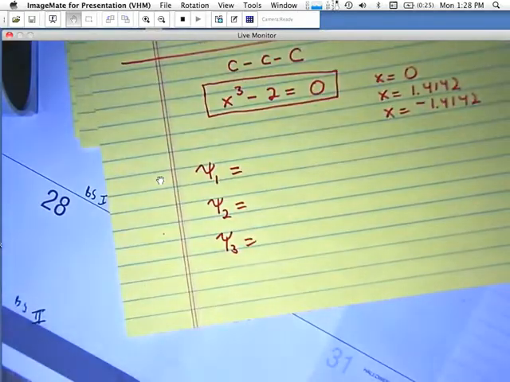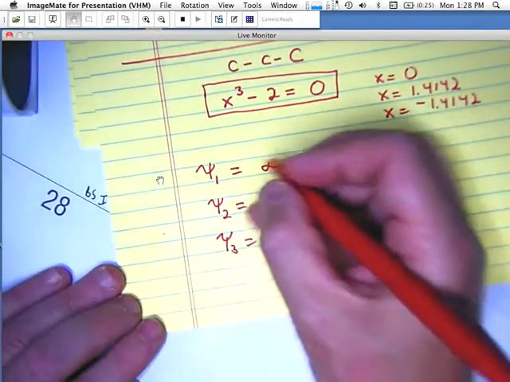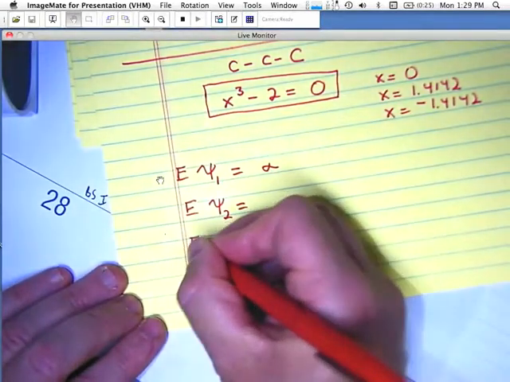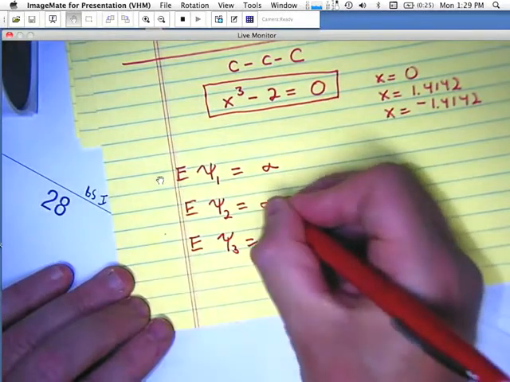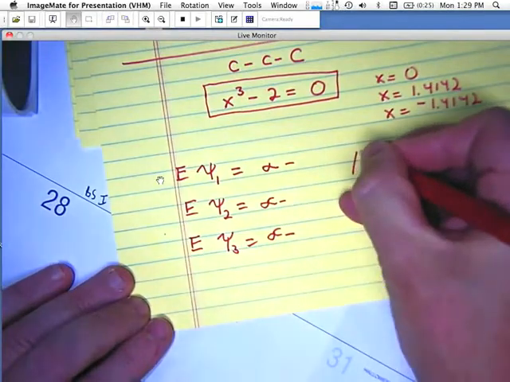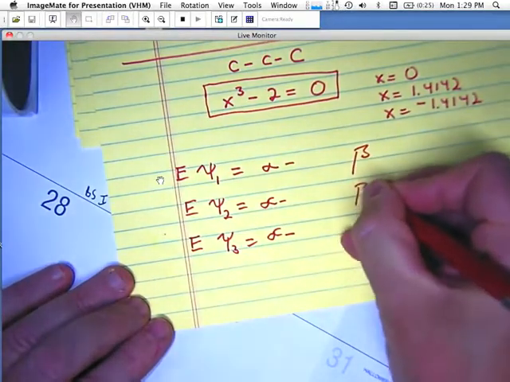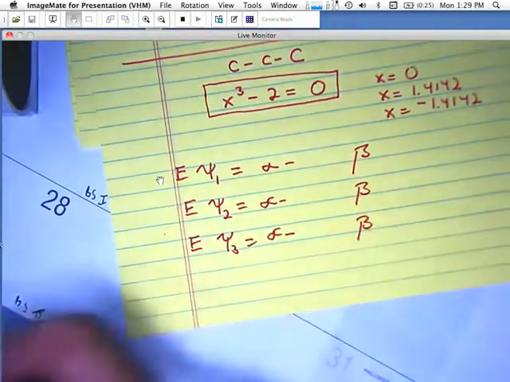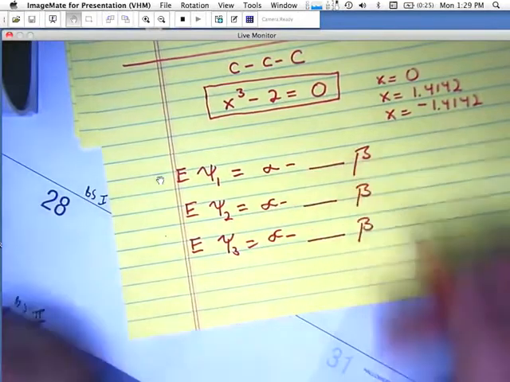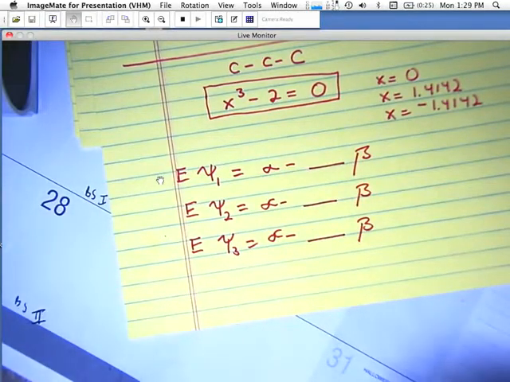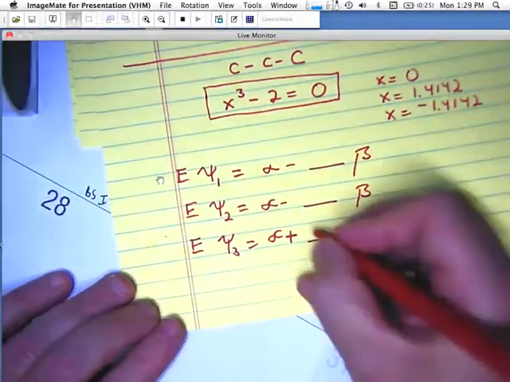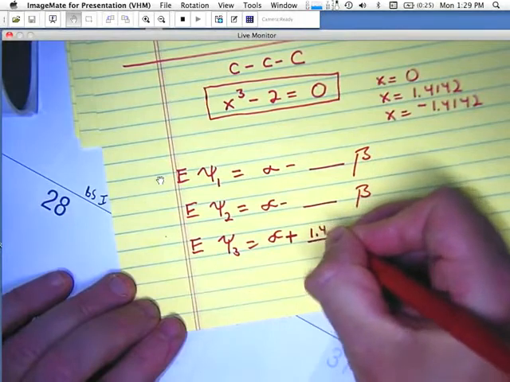And each of those is going to have an energy, so basically I'm computing the energy of each one of these now. And they're all going to have some constant value called alpha. And they're all going to have this beta resonance integral thing. The question now is what value goes here, here, and here? And again, using the same idea I used before, this is going to be a plus 1.4142.